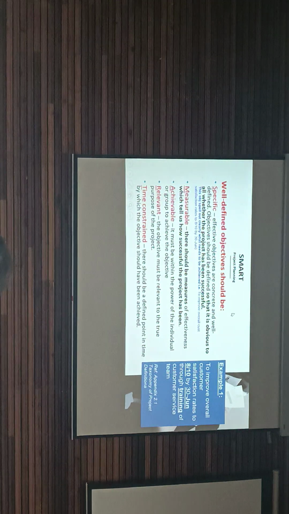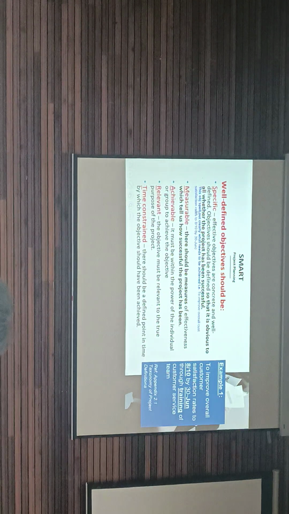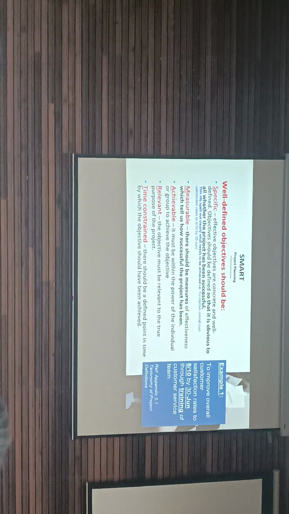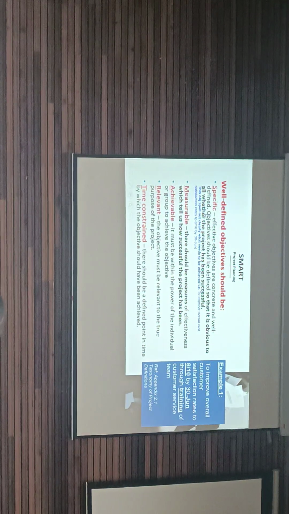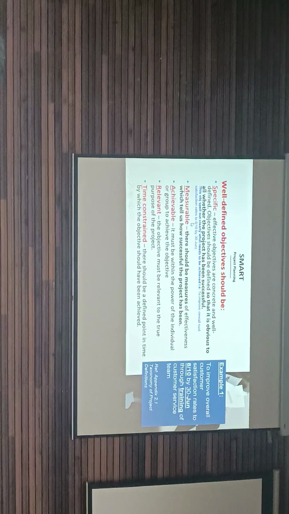So this is specific. These objectives spell out clearly what needs to be achieved. What needs to be achieved is to improve overall customer satisfaction rate to 8/10 by 30 June. This gives you an indicator: now it is less than 8/10, but by 30 June, the goal of doing the project is to achieve 8/10.